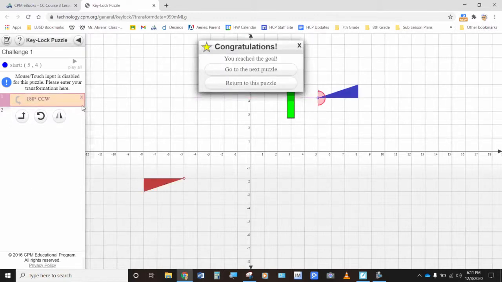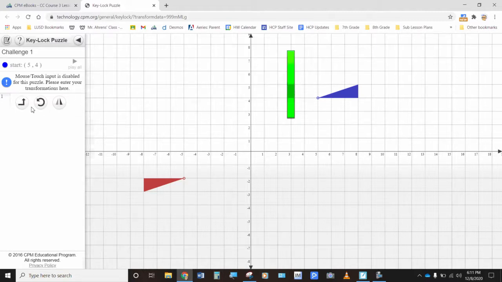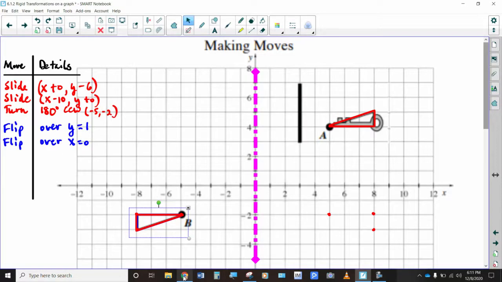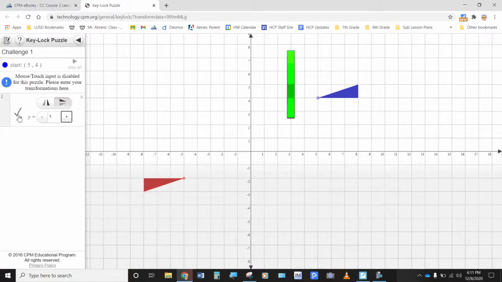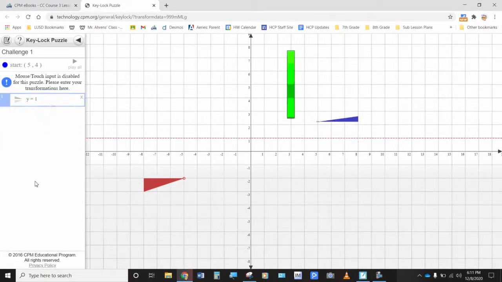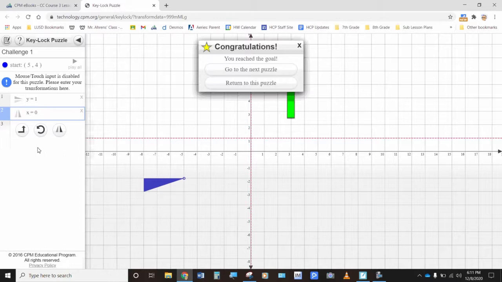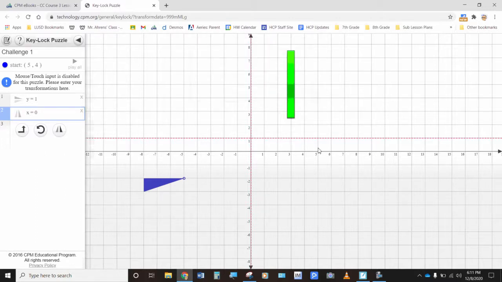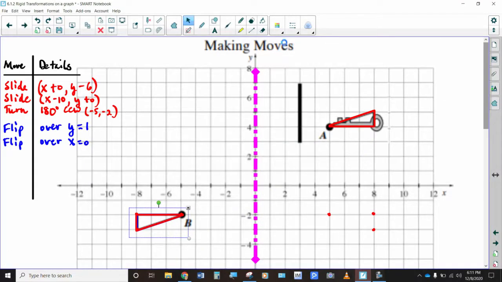Let's try it again. This time, let's do the 2 flips. The first one was flipping over where y was equal to, I think it was 1, right? Is that what we said? Yes, over y is equal to 1. Watch where it shows you the line of reflection as it does that. And now we'll do the second one, where we're going to reflect over where x is equal to 0. That's the line of reflection. And we got it into the puzzle in 2 moves. So this proves, using the online tool, that all that calculating that I did here was effective.